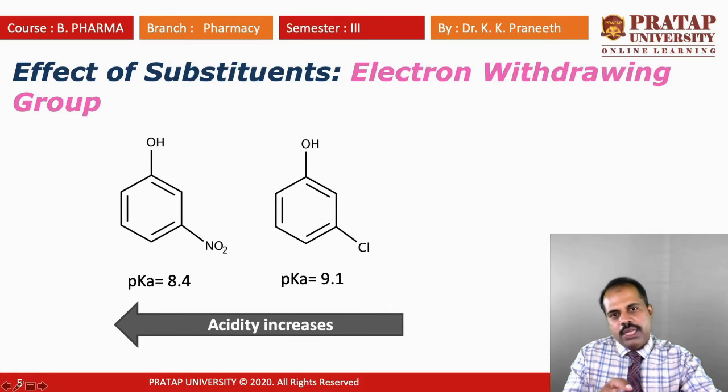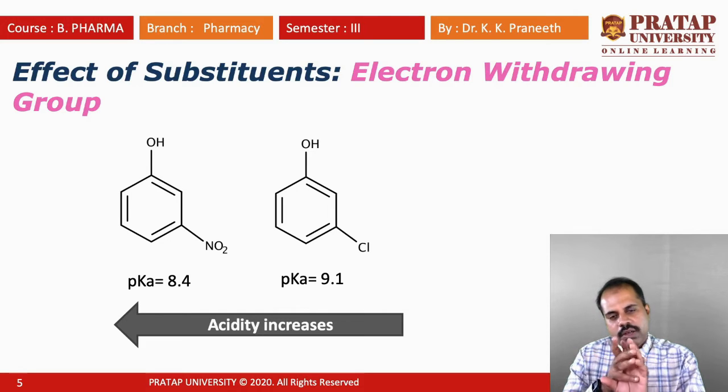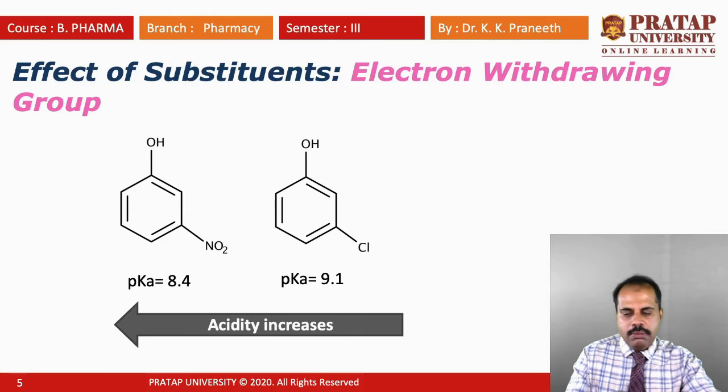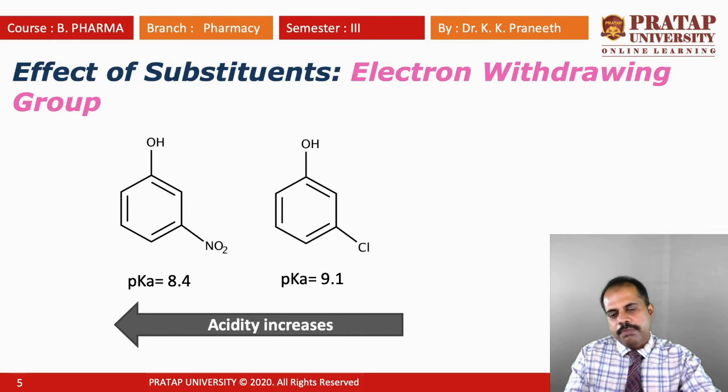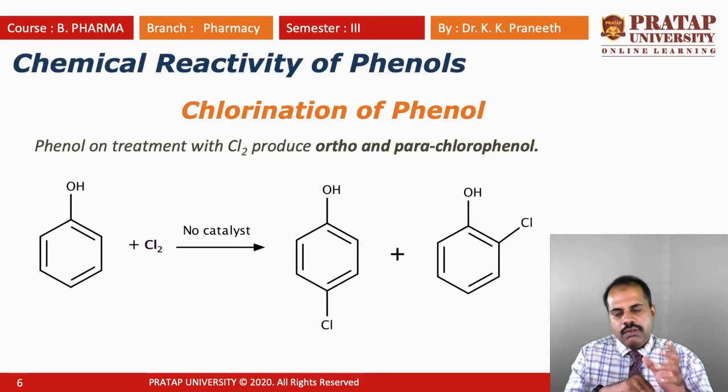It is the same as pH. The pH of water is 7, which is neutral. If you decrease the pH value, it will be acidic. pH 6, 5, 4 are considered acidic, and above 7 is considered basic. The same trend is followed in the case of acidity, but instead of pH, we are using the pKa, the acid dissociation constant. So with this, we will move on to see the chemical reactivity of phenol.